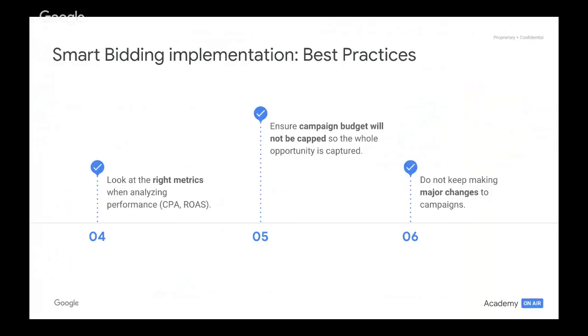Do ensure that we're not limited by budget when it comes to your campaign budget. So if we are capped there, essentially we won't have an opportunity to grow within that campaign. So do make sure that you're uncapping your budgets, particularly with Target CPA and Target ROAS, to capture the full opportunity. And finally, on best practices, do make sure that we're not looking to make any major changes to campaigns, particularly when it's in the learning phase, because we do need to essentially let the bid strategy learn what works and what doesn't, and optimize towards the target we've set.